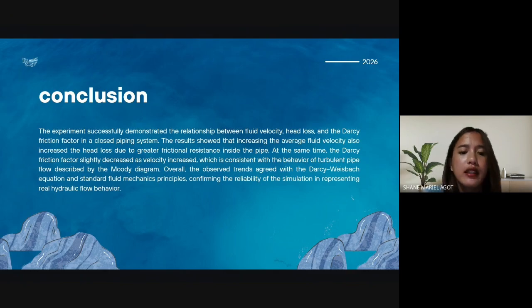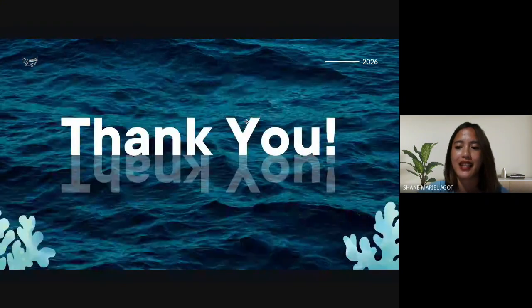Overall, the experiment successfully demonstrated the relationship between fluid velocity, head loss, and friction factor. These results were consistent with established fluid mechanics principles, confirming the simulation accurately represented real hydraulic flow behavior.